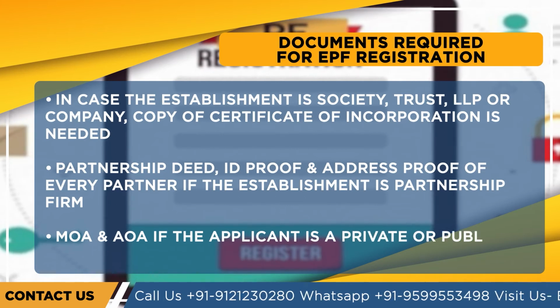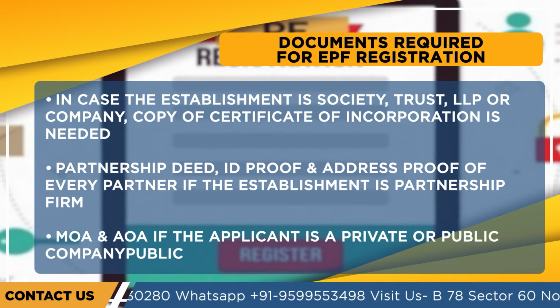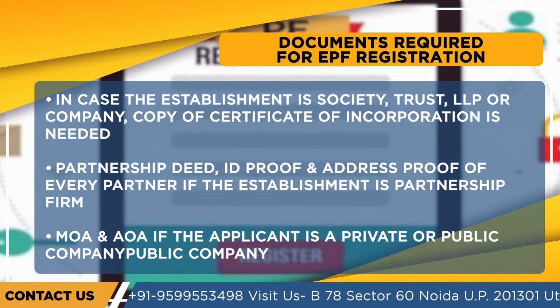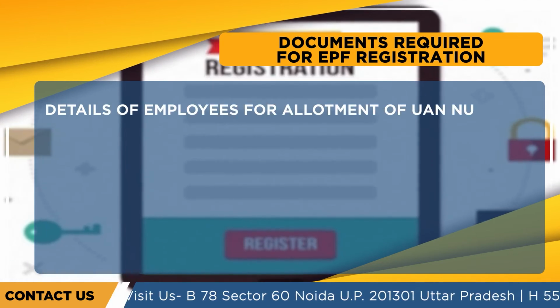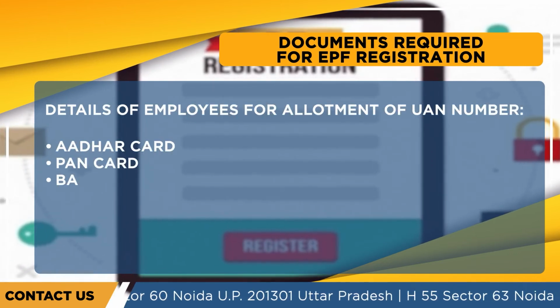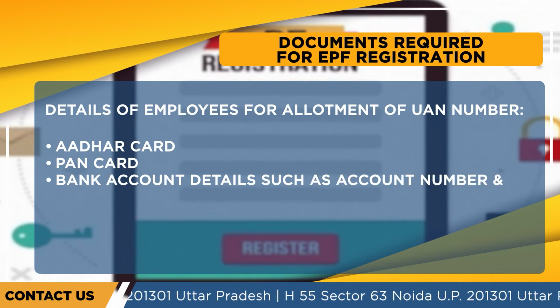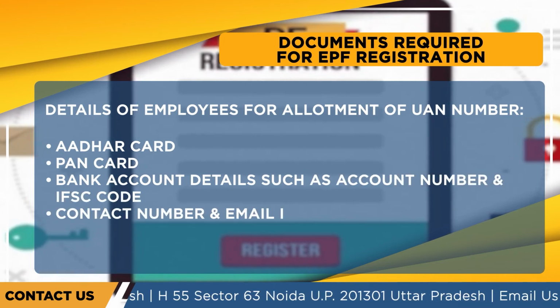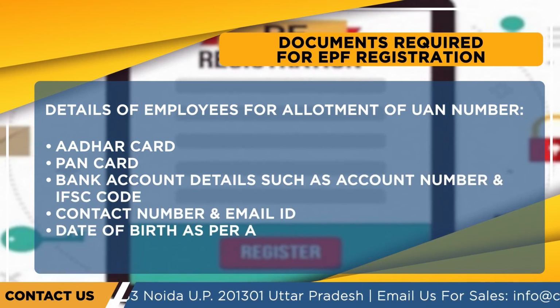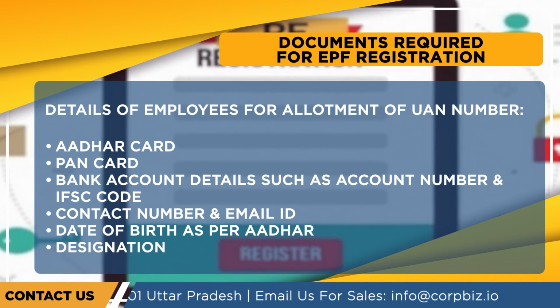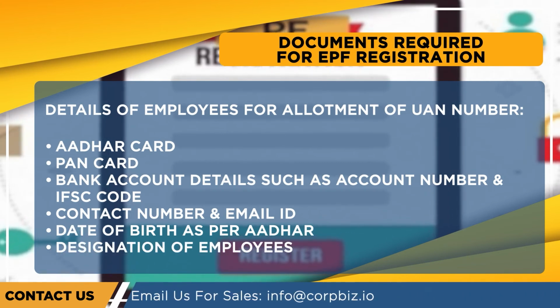Memorandum of Association and Articles of Association if the applicant is a private or public company. Rest, details of employees for allotment of UAN number: Aadhaar card, PAN card, bank account details such as account number and IFSC code, contact number and email ID, date of birth as per Aadhaar, and the designation of the employees.